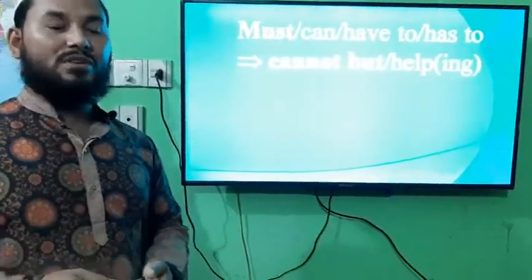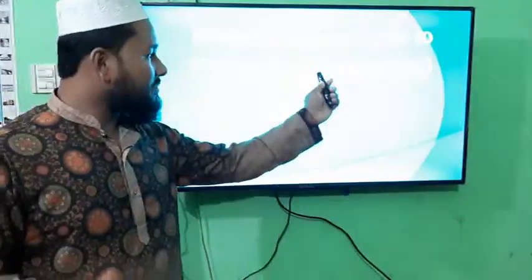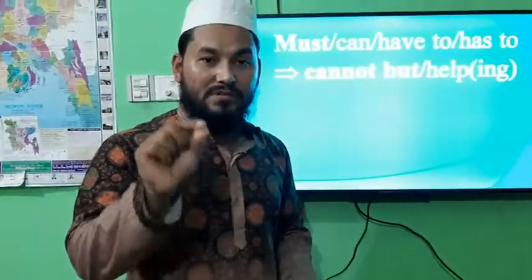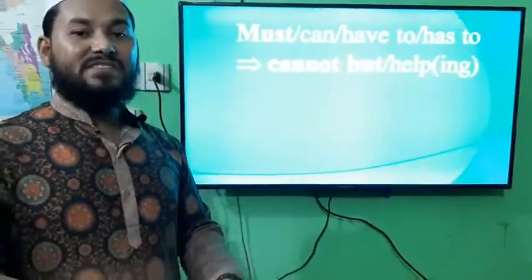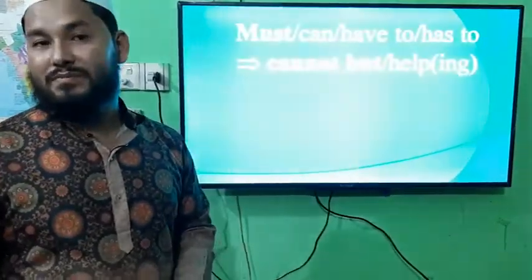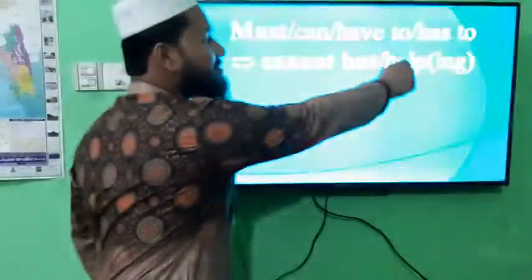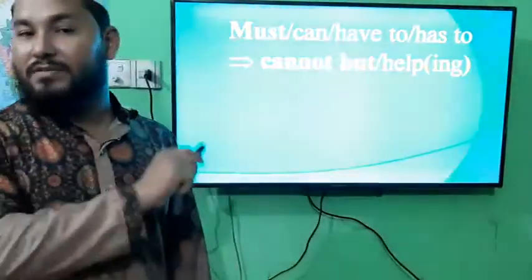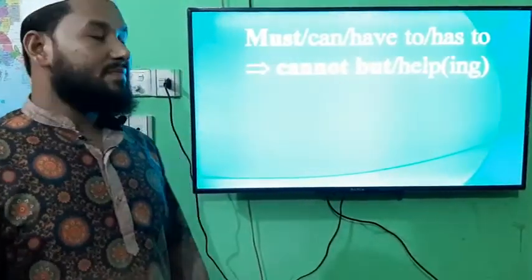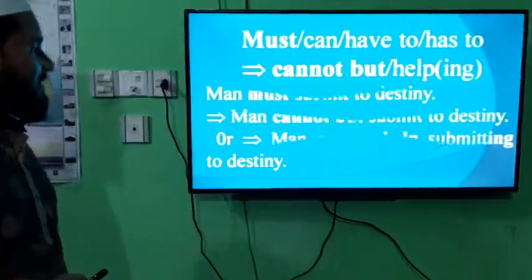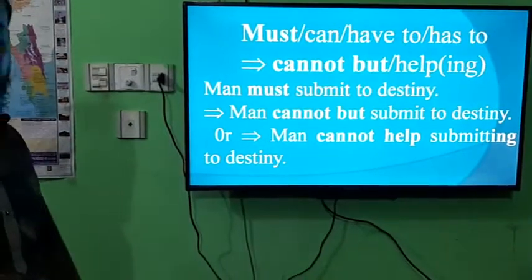Here is an exception also. There are two options, but and help. If you use help, that time you have to add ing with the verb. Why? Because help is also a verb. So you have to use ing with the verb. For example, man must submit to destiny.